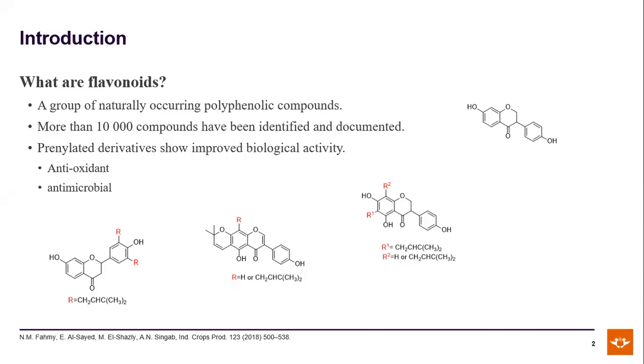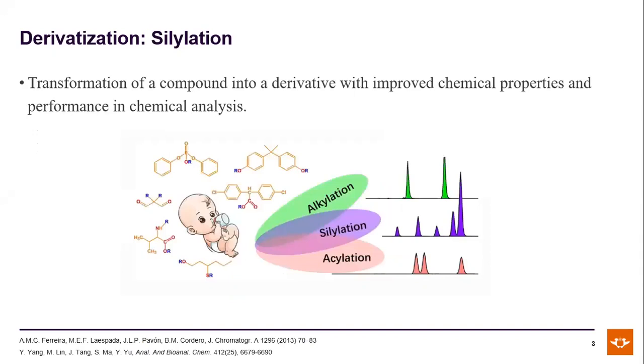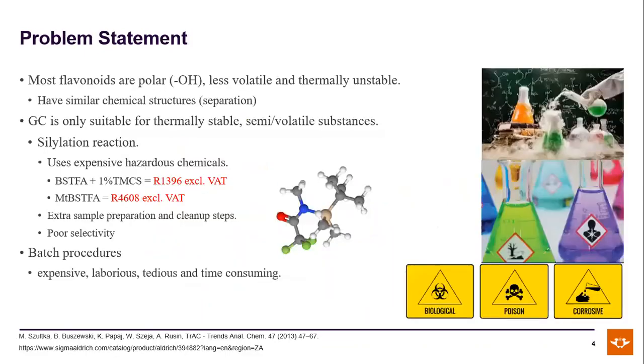Therefore, a technique known as derivatization is commonly used to study these compounds. In this technique, compound chemical and physical properties are altered to improve their performance in chemical analysis. Examples include alkylation, acylation, and silylation, which was used in this study.